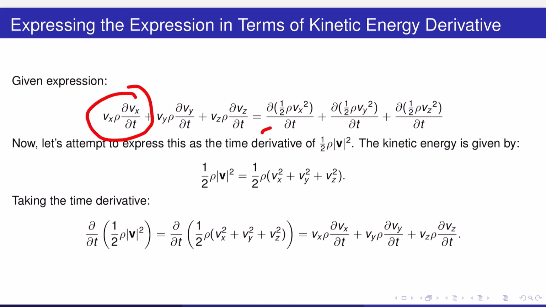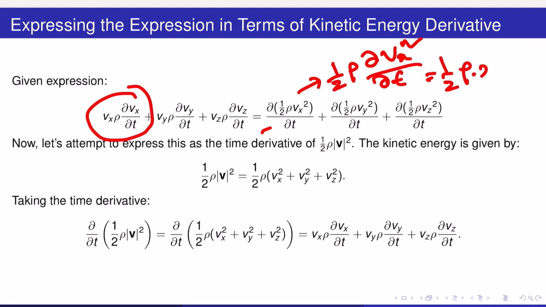If we do the partial differentiation, half rho constant, then ∂vx²/∂t, we can write as half rho into 2 vx into ∂vx/∂t. The 2 cancels out, so we get rho vx ∂vx/∂t, which is vx rho ∂vx/∂t. So for the three terms we will get three different kinetic energy terms. Now together we can write.